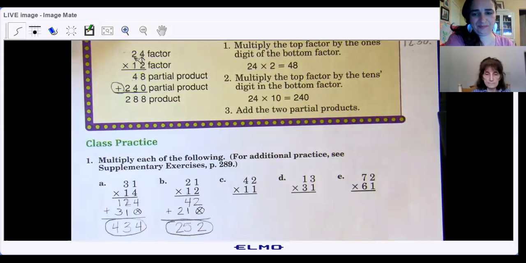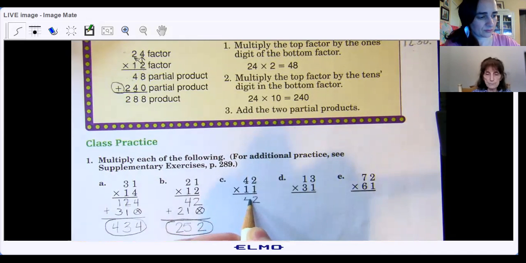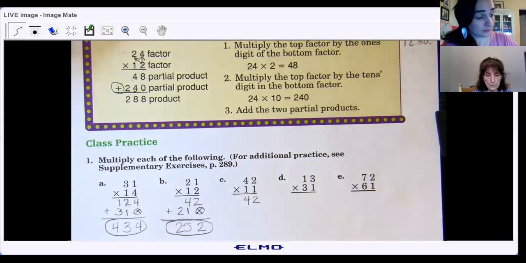Okay, let's look at C. We're going to start in the ones column, and we're going to multiply 42 times 1. So 1 times 2 is 2, and 1 times 4 is 4. That's the ones column. We're finished. So we're going to put a 0 in the ones column under the 2 with an X.